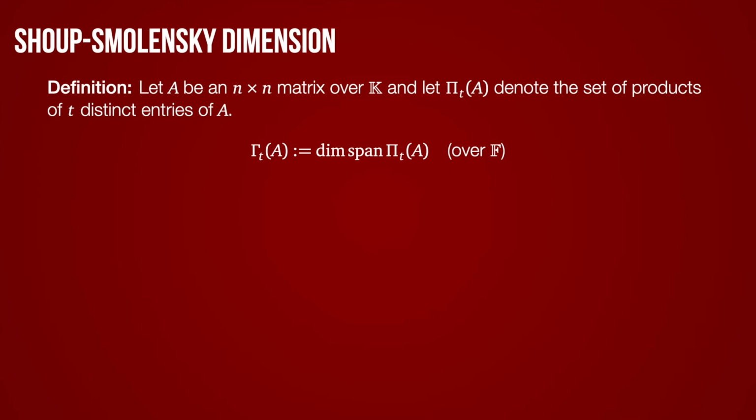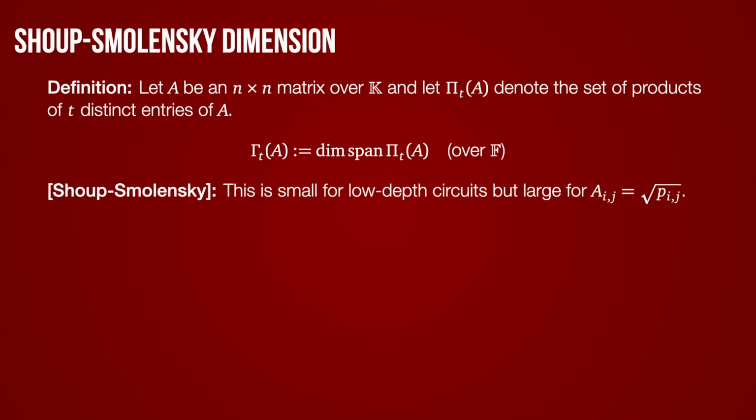This is not exactly the original definition of Shoup and Smolensky, this is based on some later interpretation, but their main result is that this measure is small for low depth circuits, but it's large for this matrix A, which is defined as A_ij being the square root of p_ij for n squared distinct prime numbers. There are many other similar matrices for which it works, but of course crucially it uses irrational numbers.